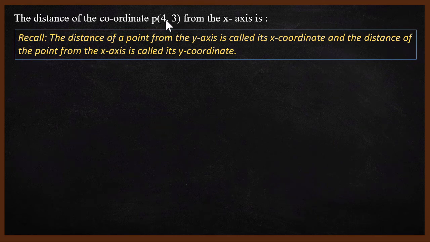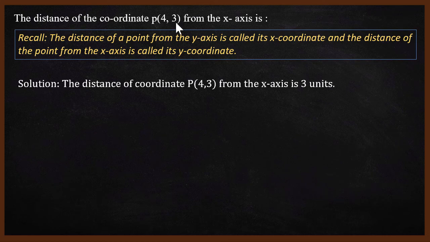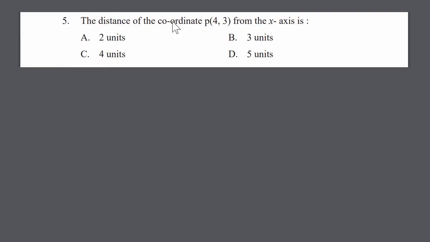So it is 4 away from y and 3 away from x. The solution is 3 units. Why? Because that's the y coordinate. So which one is the answer? That is B, 3 units, because the y coordinate is the distance from the x-axis.